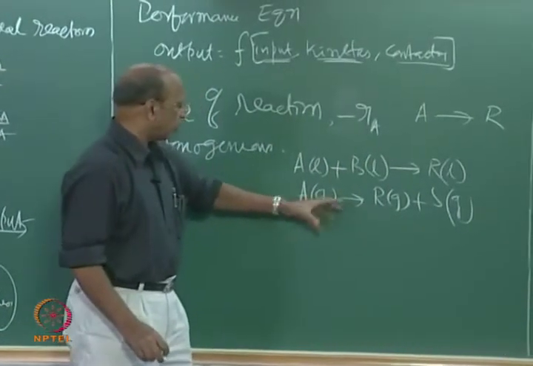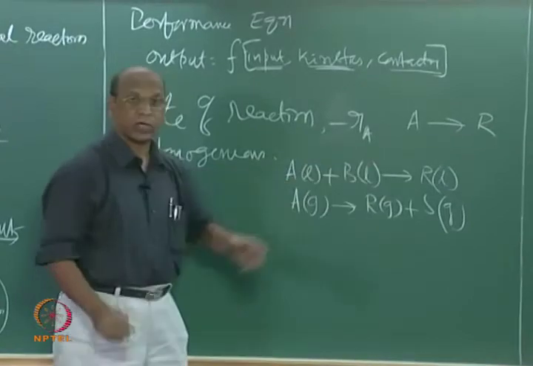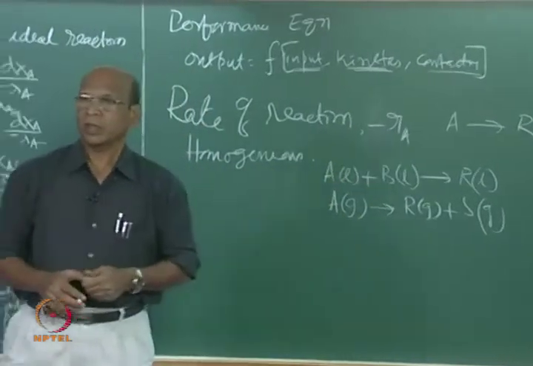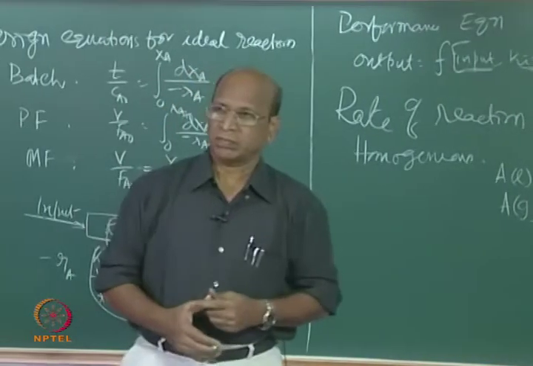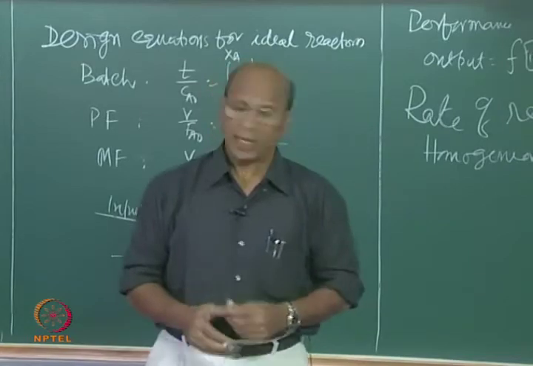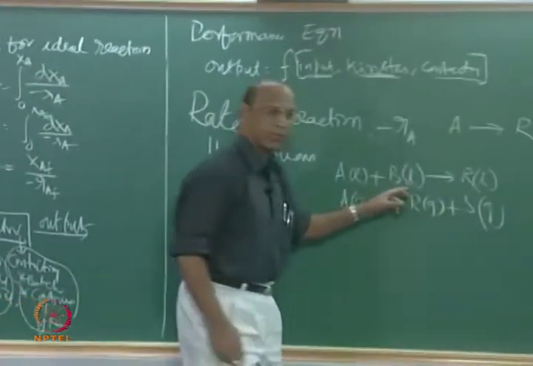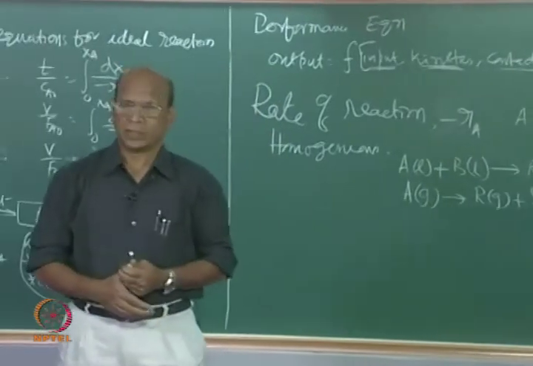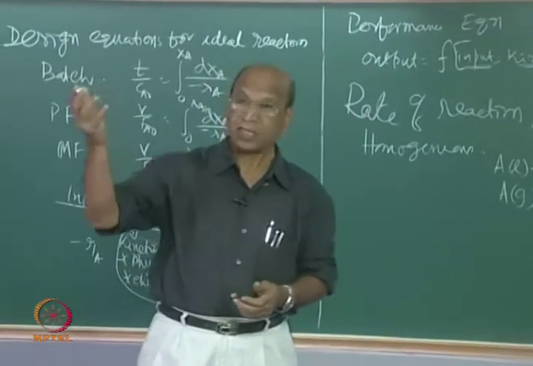So, if someone tells that I have now A plus B, then from now onwards, please write in the bracket what is the state of the reactant when it is reacting, not at room temperature, when it is actually reacting. You may have both A and B liquids at room temperature. So, under actual reaction conditions both may be vapors. So, that is again homogeneous, but gas phase reaction.